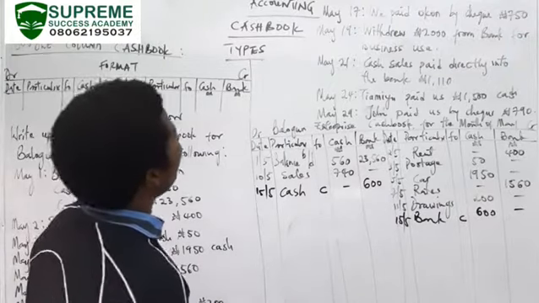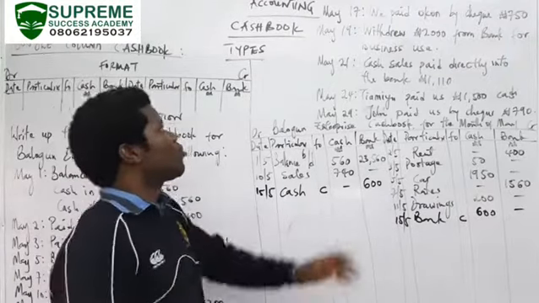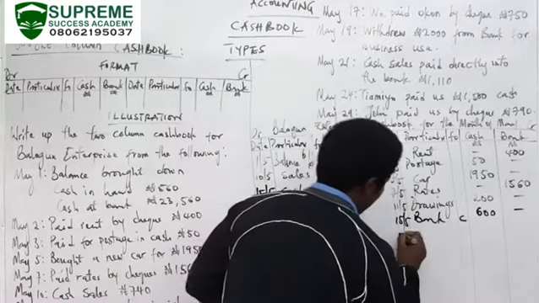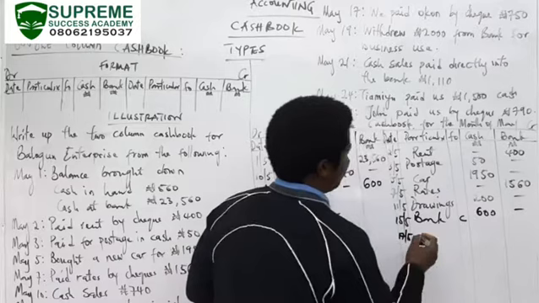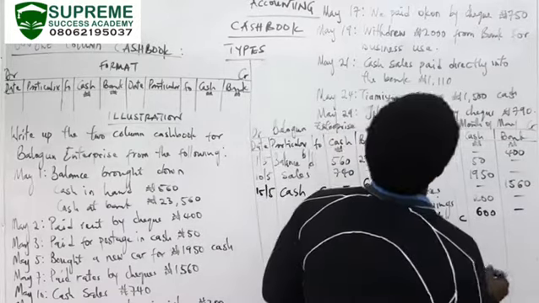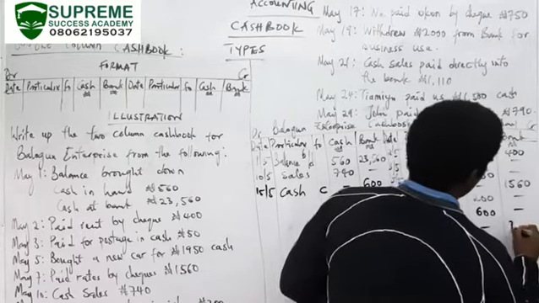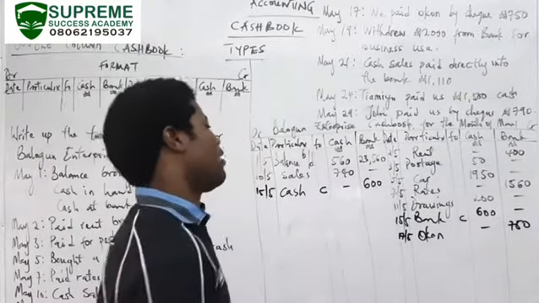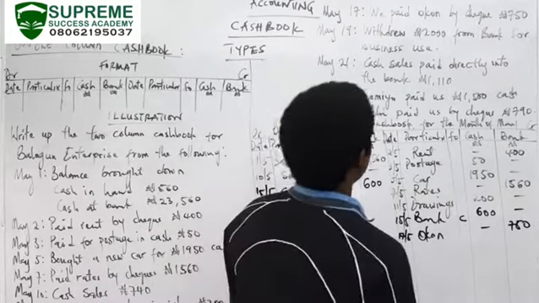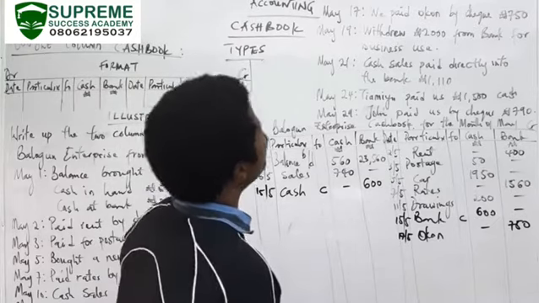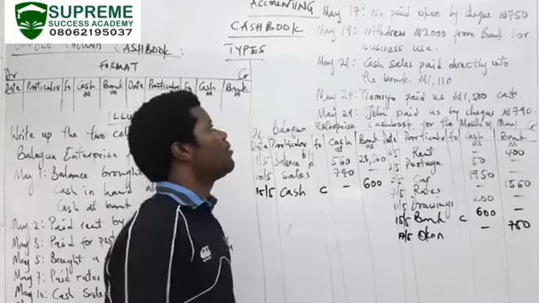Now, let's move on. On May 17th, we paid Okon by cheque. Okon is our creditor. So we pay him by cheque, which is 750 naira.